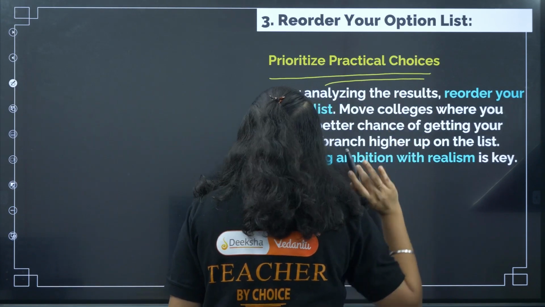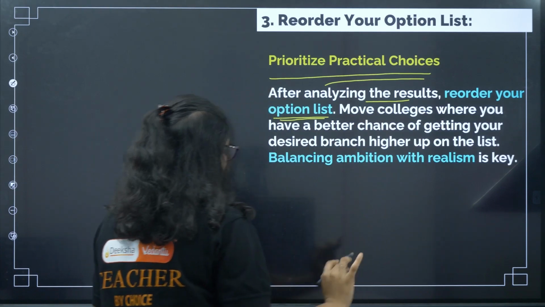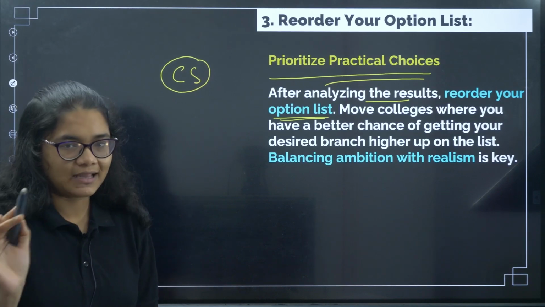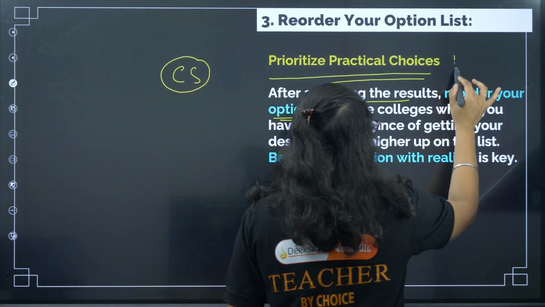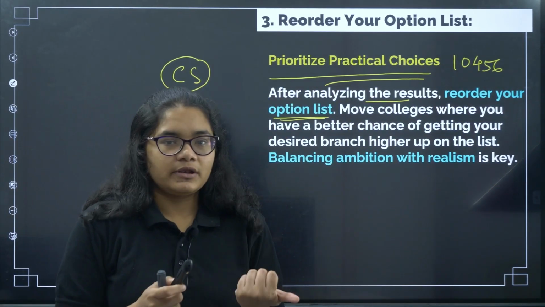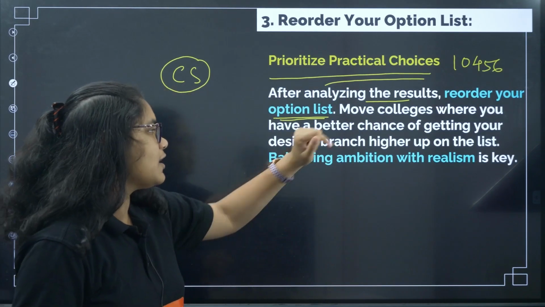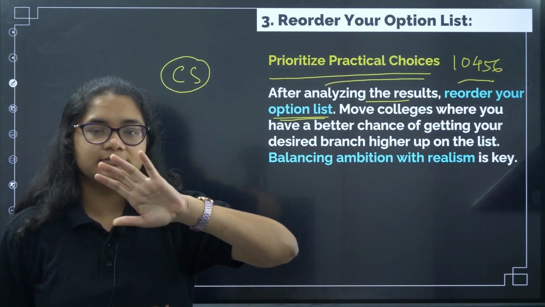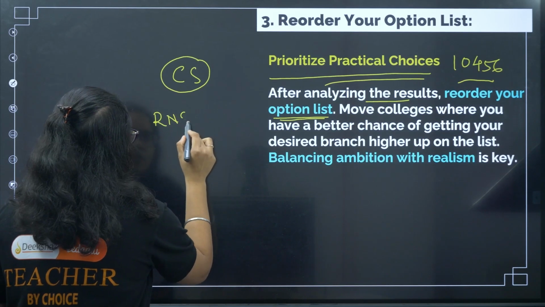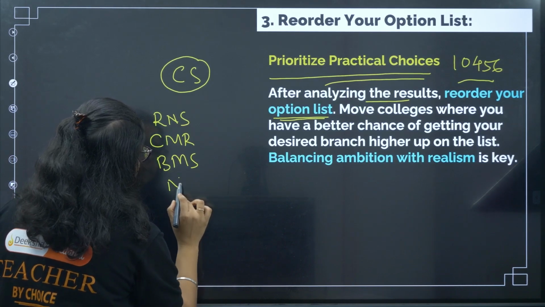Prioritize the practical choices. So first of all, after analyzing the results, reorder your option list. So now for example, you are interested in computer science. Okay, this is your desired branch for example, and your rank is somewhere around 10,456. So instead of putting RV College, BMS College and JSS College whose cutoffs are very high, way far away from your rank, think about those colleges where the cutoff is near to your rank. Like for example, you can put RNS College here. Okay, you can put CMR College, BMS College, NMIT.